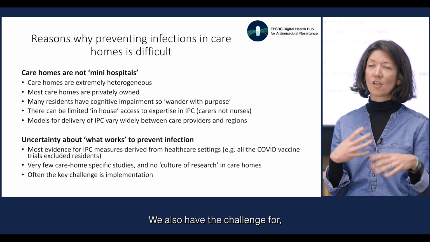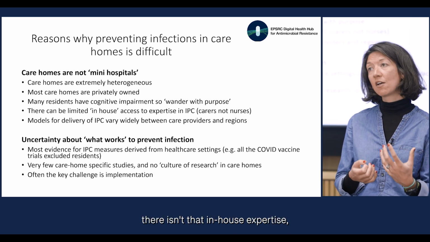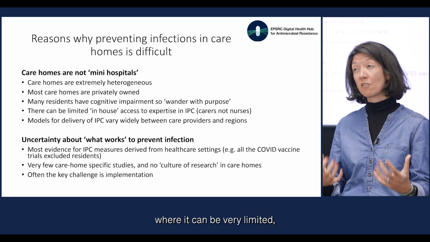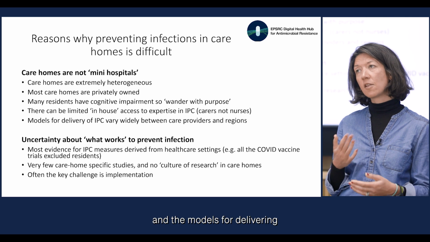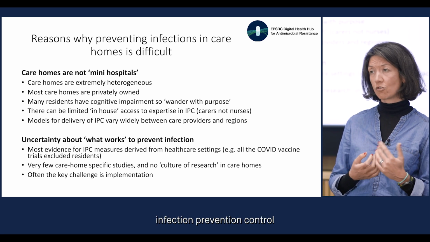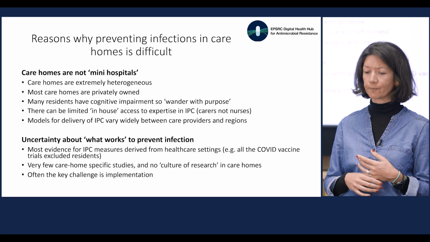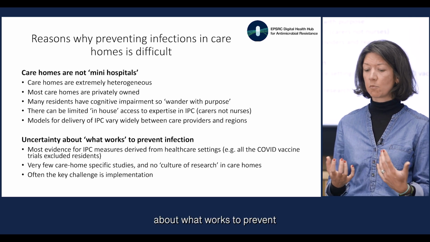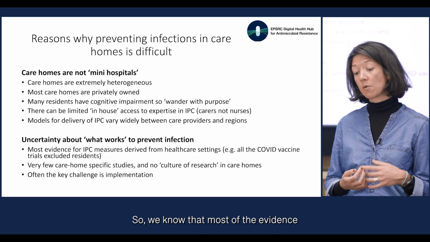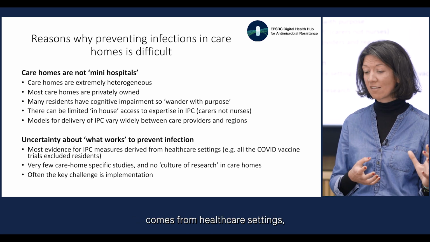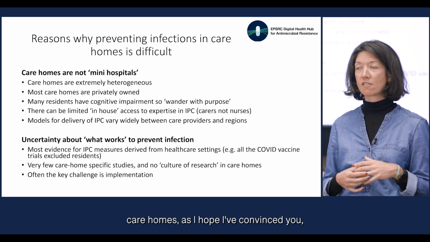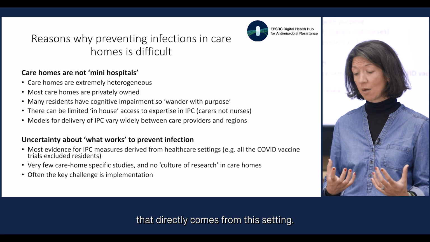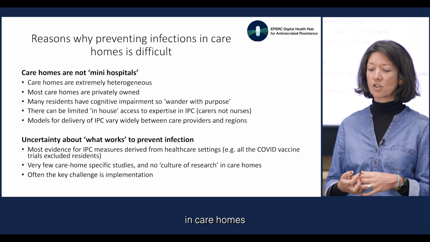We also have the challenge that, unlike hospitals, there isn't that in-house expertise from the nursing staff in infection prevention and control, or it can be very limited. It's good in some places, but the models for delivering infection prevention and control are very variable across the country. We also have huge uncertainty about what works to prevent infection in this setting. Most of the evidence comes from healthcare settings, which are very different to care homes, as I hope I've convinced you. And there's not a lot of research that directly comes from this setting. There's not that culture of research in care homes.